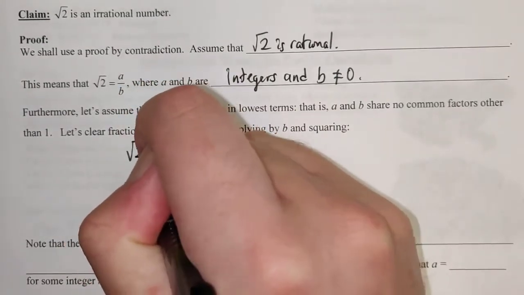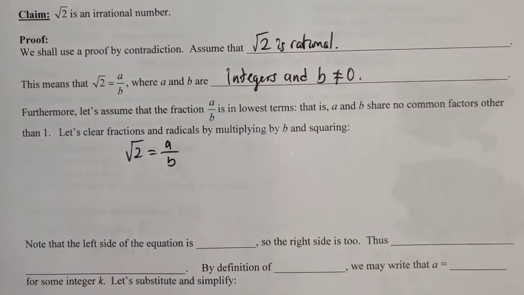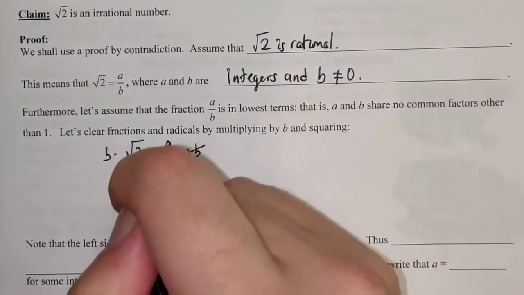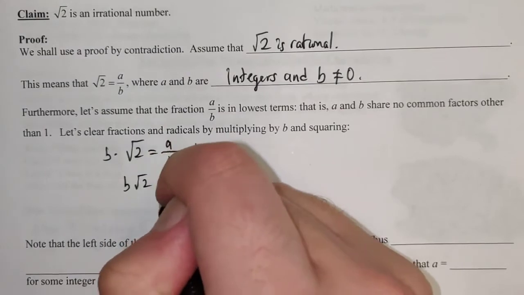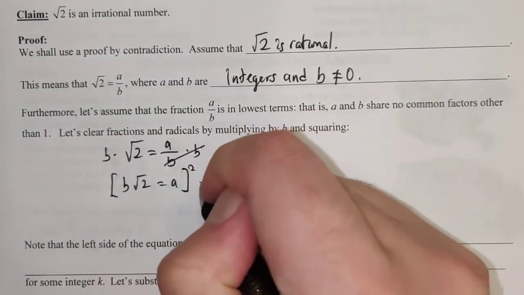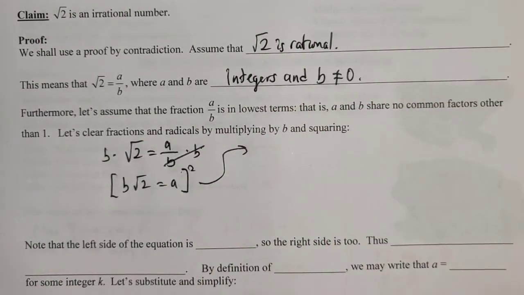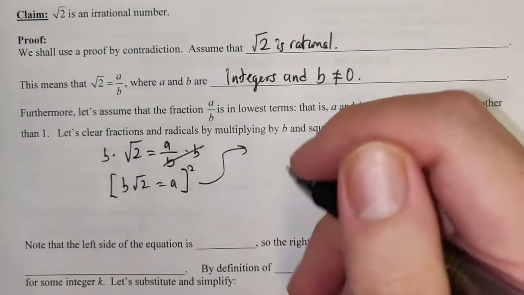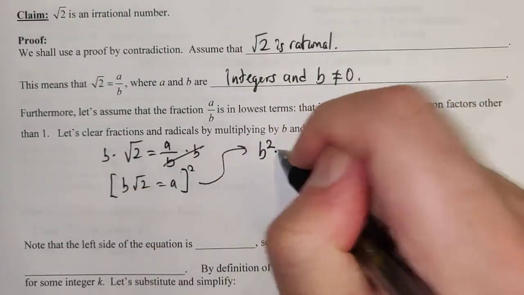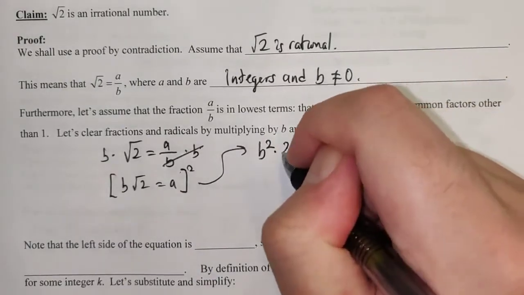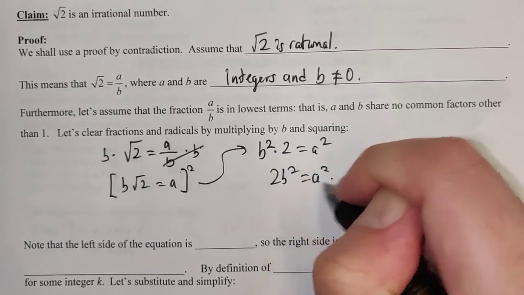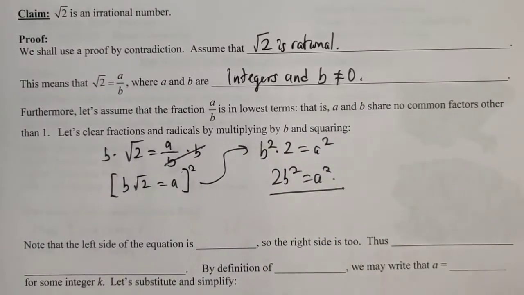So let's start with this here. Now we're going to do a little bit of algebra. I'm going to multiply both sides by b, so then we get b radical 2 equals a. And now we're going to square both sides. So we have b radical 2 squared, you get b squared, and then the square root of 2 squared is just 2, times that is a squared. So therefore you get 2b squared equals a squared. So your algebra gets you to this part.